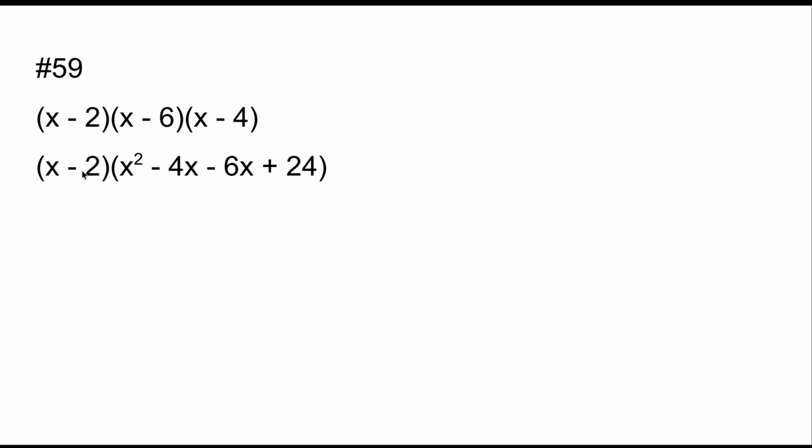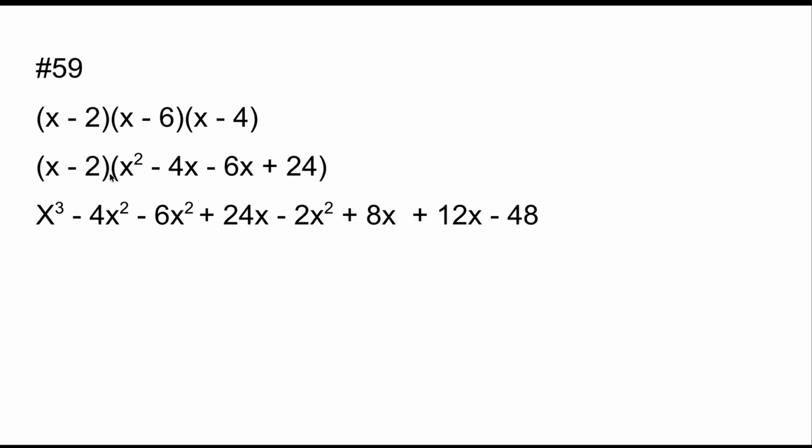Now we'll multiply this binomial times this four-term polynomial. X times x squared, x cubed. X times negative 4x, negative 4x squared. X times negative 6x, negative 6x squared. X times 24, 24x.